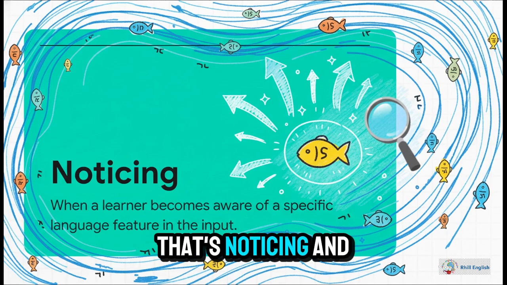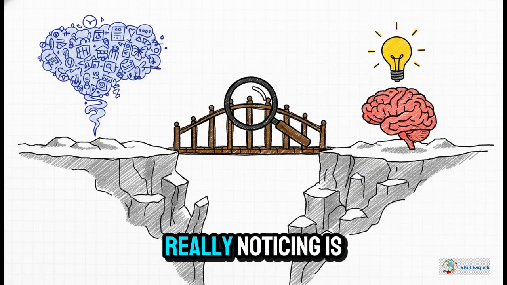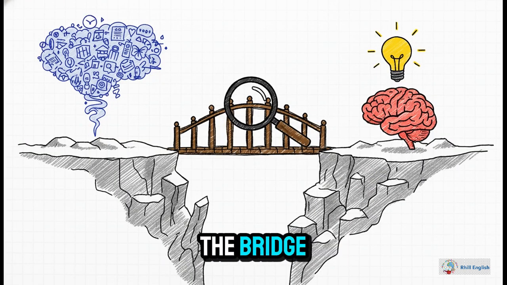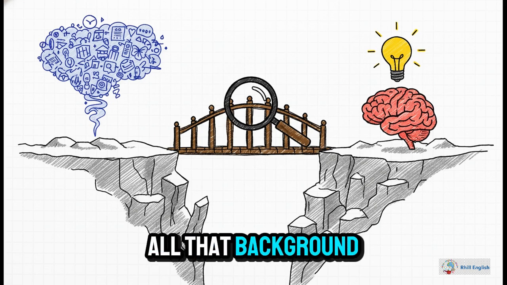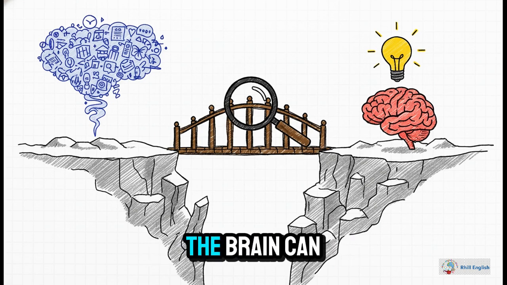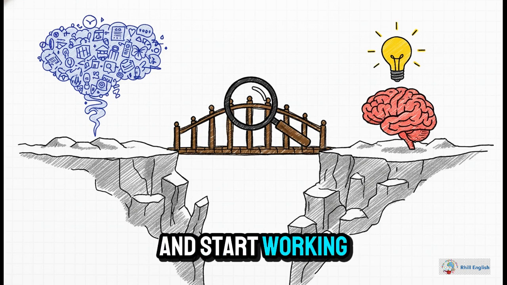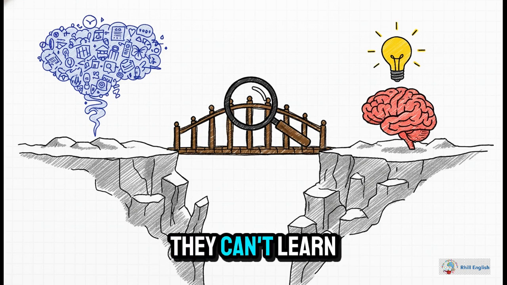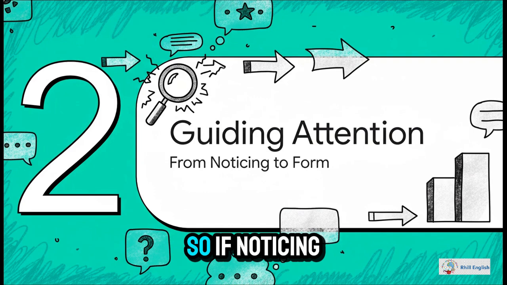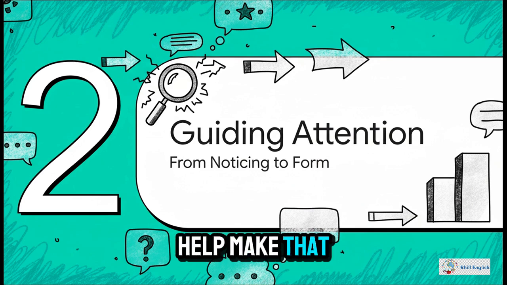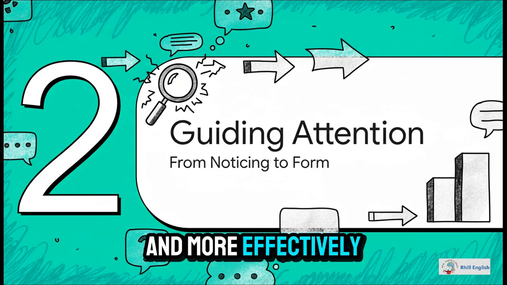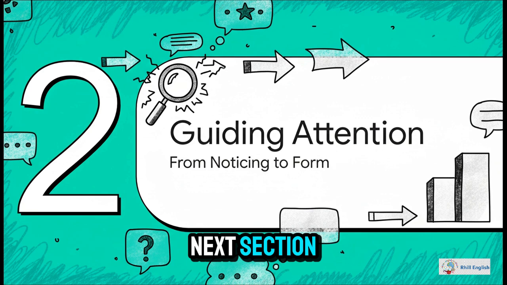That's noticing. And this is the key takeaway, really. Noticing is the bridge. It's what turns all that background noise, all that input, into something the brain can actually grab onto and start working with. If they don't notice it, they can't learn it. Simple as that. So, if noticing is that vital first step, what's our role in all this? How can we as teachers help make that happen more often and more effectively? That brings us right to our next section, guiding attention to form.